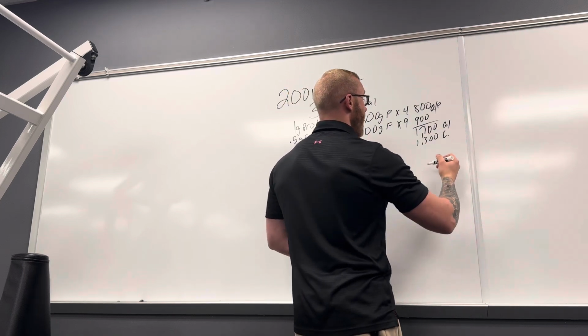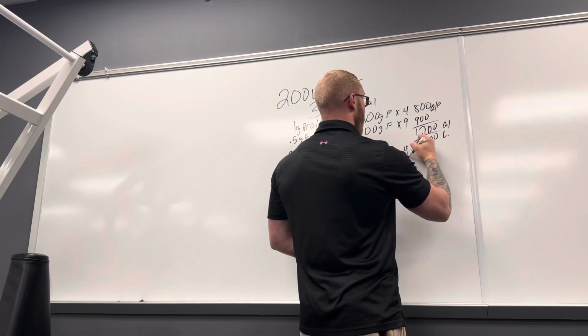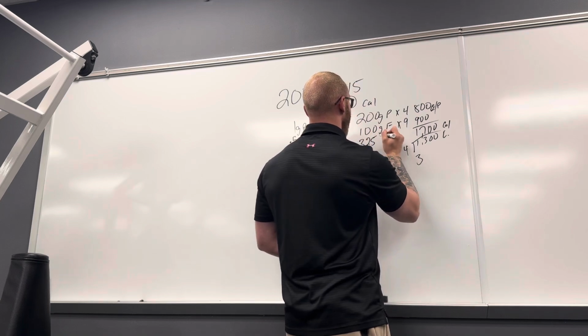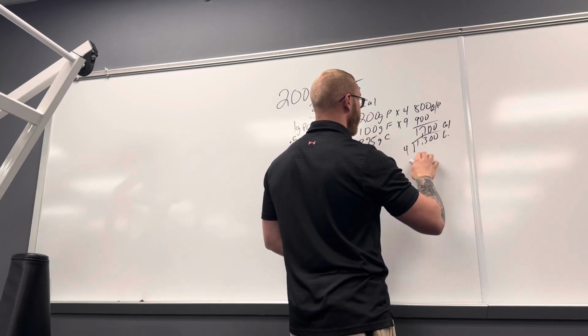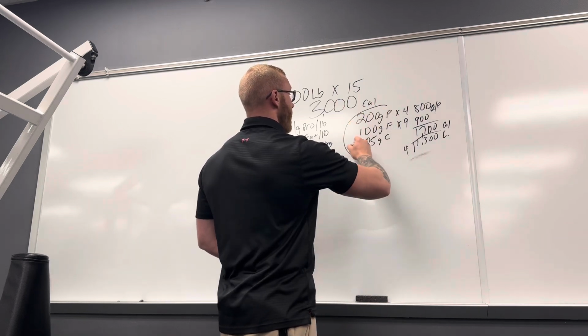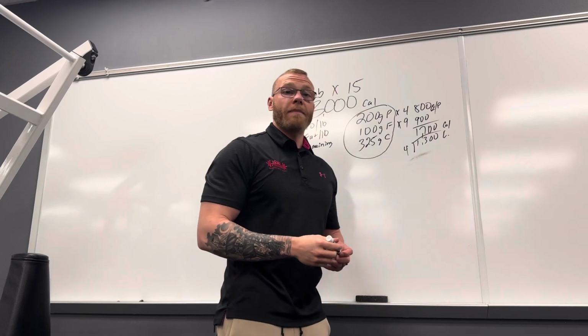So we divide that by 4, and then that will give us 325 grams of carbs. Okay? So this would be our macros for someone that weighs about 200 pounds.